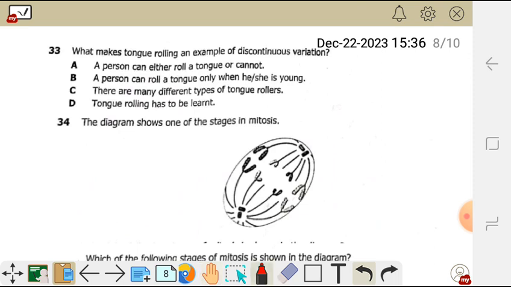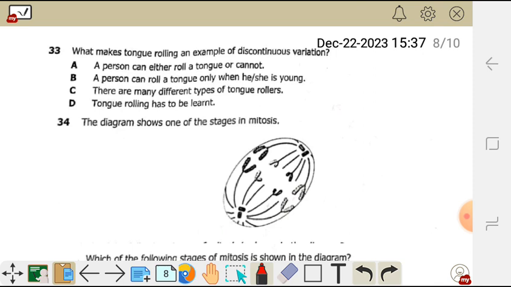Question 33. What makes tongue rolling an example of discontinuous variation? A, a person can either roll a tongue or cannot. B, a person can roll a tongue only when he or she is young. C, there are many different types of tongue rollers. Then D, tongue rolling has to be learned. So tongue rolling is genetic. You are born with it. Either you can roll your tongue or you can't.